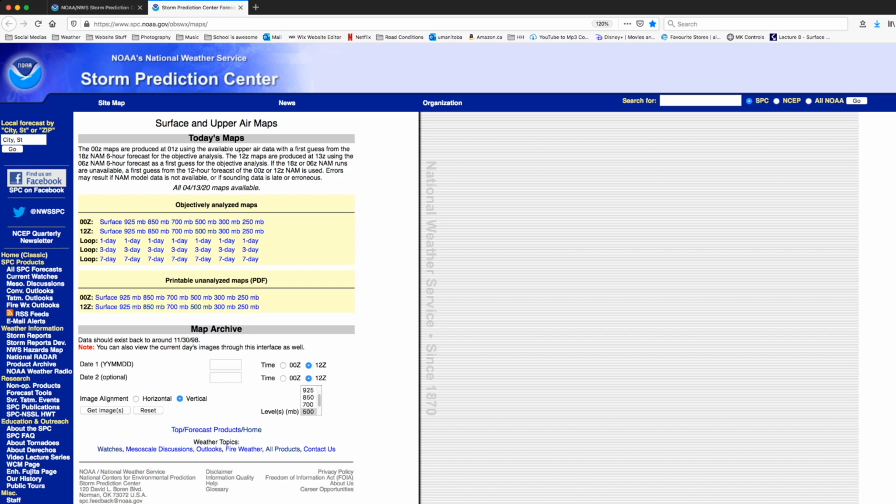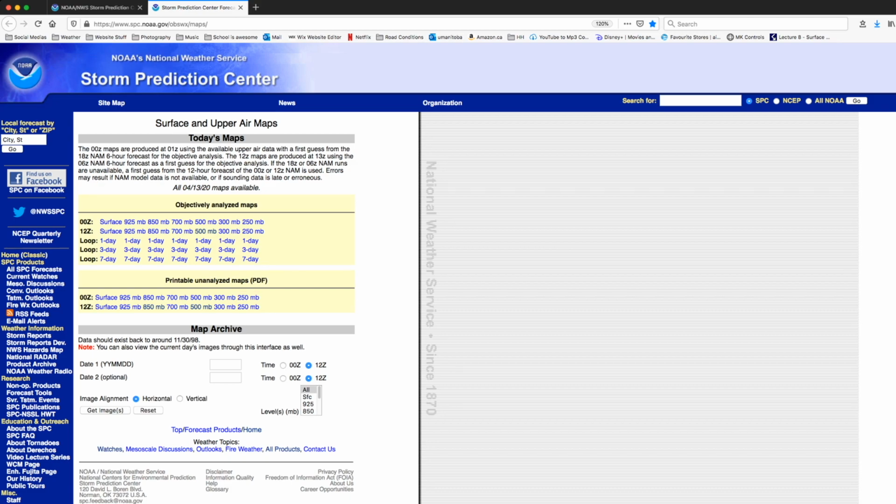So here you can go back. These are all the heights that I was just talking about. You can print them, and you can go back, find days that you would like to analyze, and you can select your levels here, surface, you can download all of them, etc.